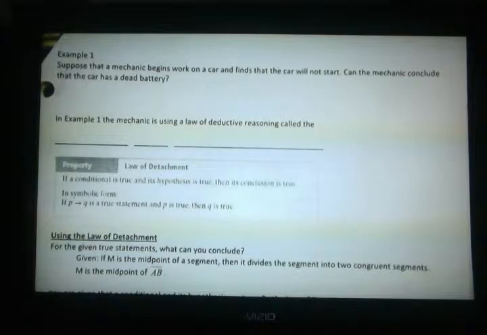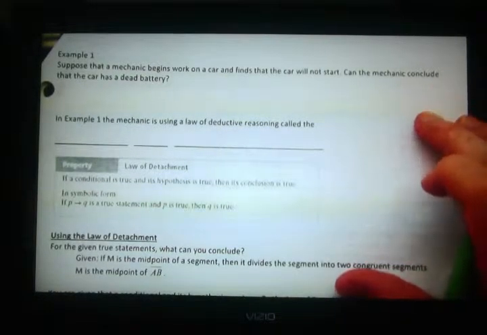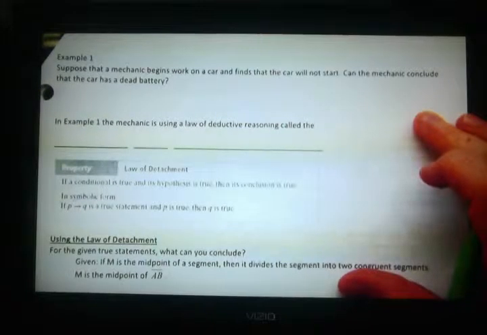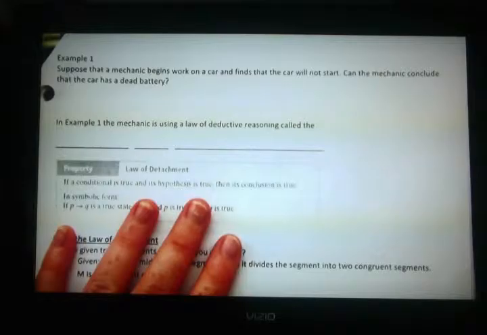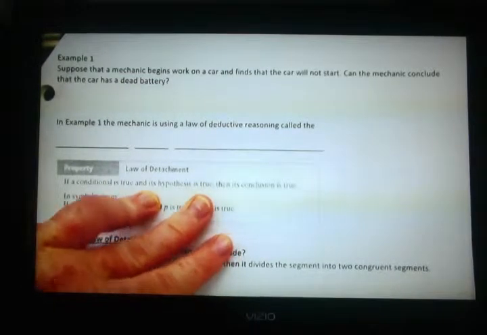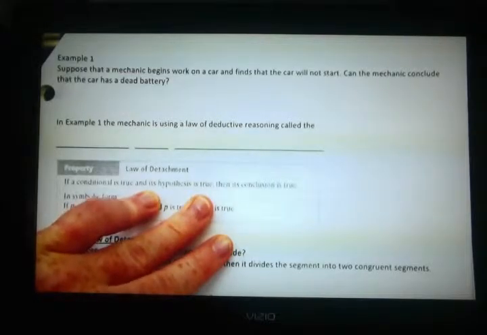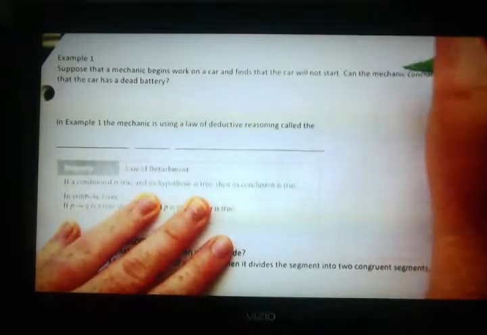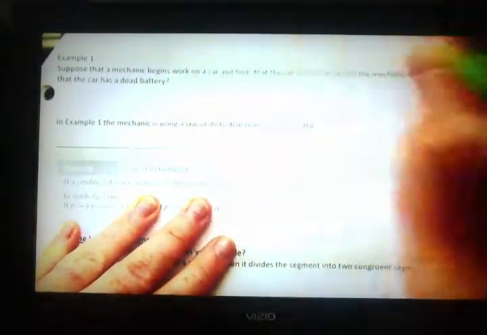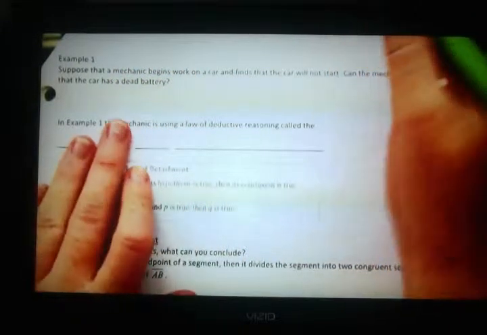Okay, same kind of thing going on here, but a different question, same situation. Suppose that a mechanic begins work on a car and finds that the car will not start. So using the same statement before, that if a car has a dead battery, then the car will not start. Can the mechanic conclude that the car has a dead battery? So let's think of the reverse there.